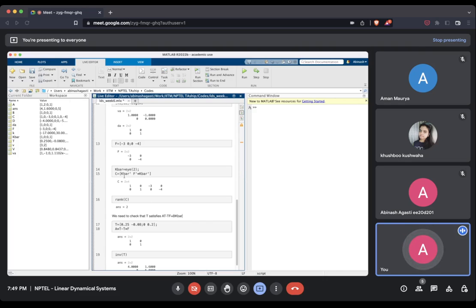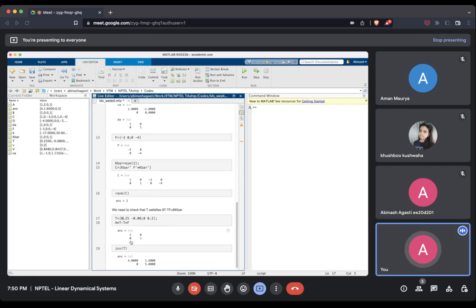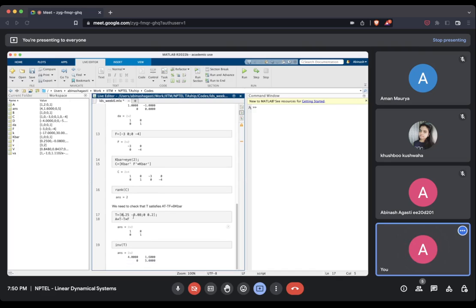B and K bar are identity, so B K bar is identity. So let's check what AT minus TF is with this T. It turns out it is identity only. So this T is the unique solution to this equation. And finally T inverse. T inverse is given by 4, 1.6 and 5. So it was one of the options for finding, and this is what we wanted to find out, right?